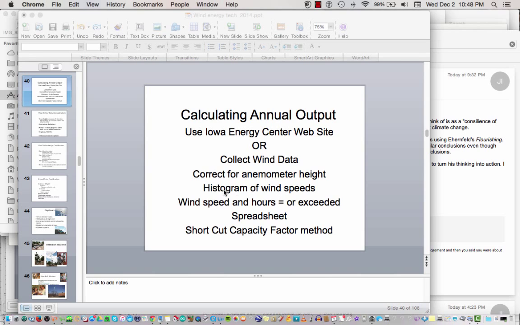You can get a histogram of wind speeds, which we looked at earlier, which is the wind speed in the hours that it's equal to or exceeded. And then there's a shortcut capacity factor. So we'll look at a couple of those methods.